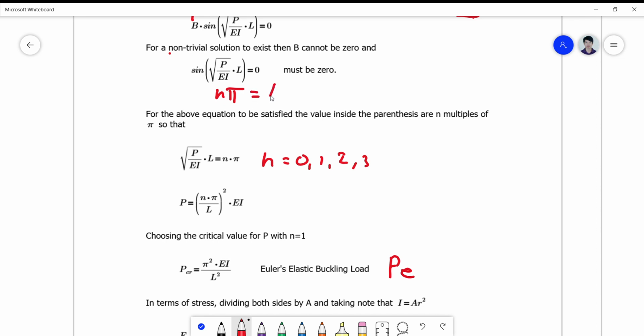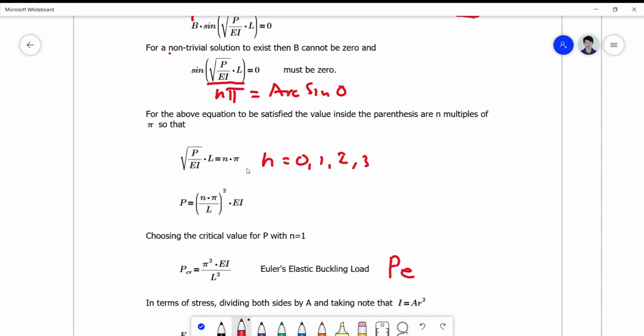So this is simply the arc sine of 0. So this is a sine of the angle is 0. So the arc sine of 0 is square root of P all over EI L, which is n pi. And if we equate n pi and this is the angle, this is now the angle which is equated to this.